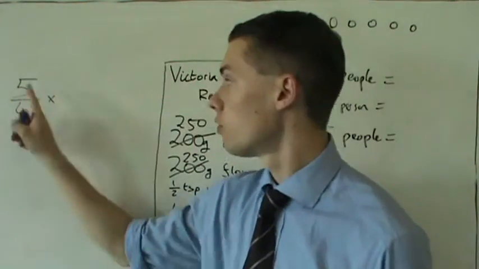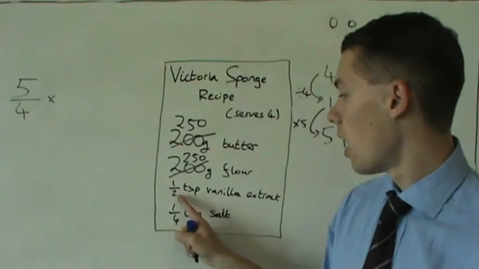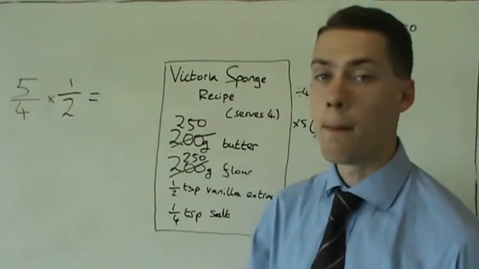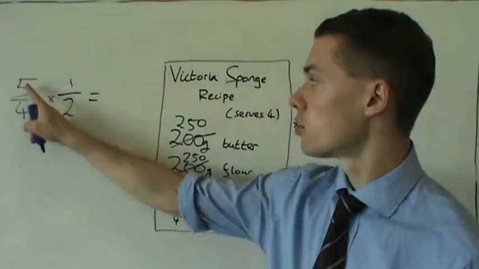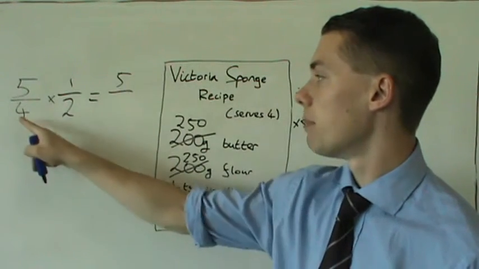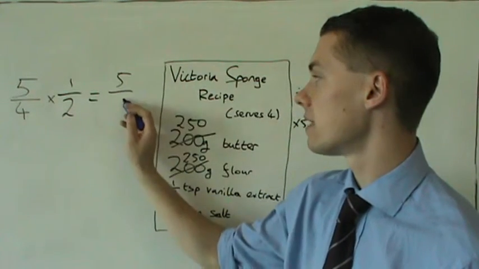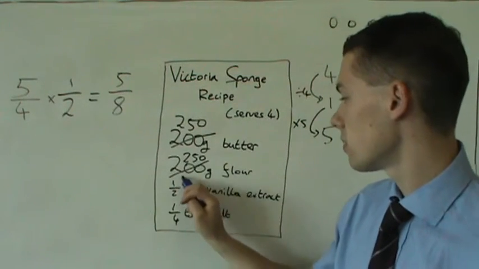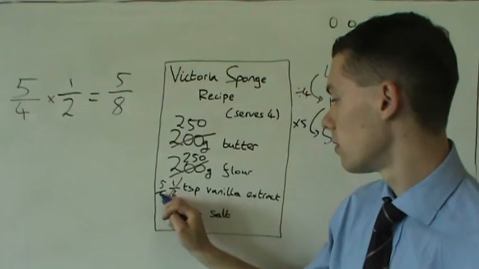Next, we're going to do 5 quarters multiplied by half a teaspoon, by a half. When multiplying 2 fractions together, you times top and top. So 5 times 1 is 5, and bottom, 4 times 2 is 8. So we need 5/8 of a teaspoon of vanilla extract.